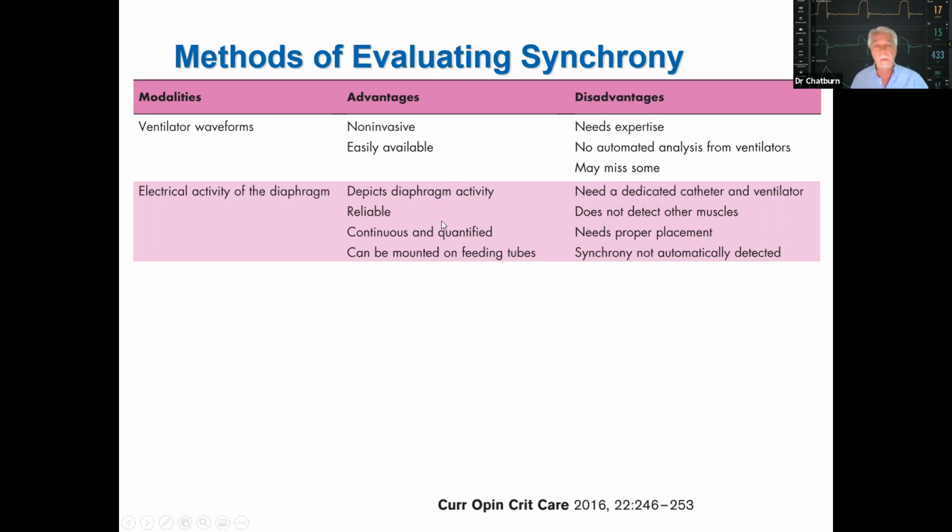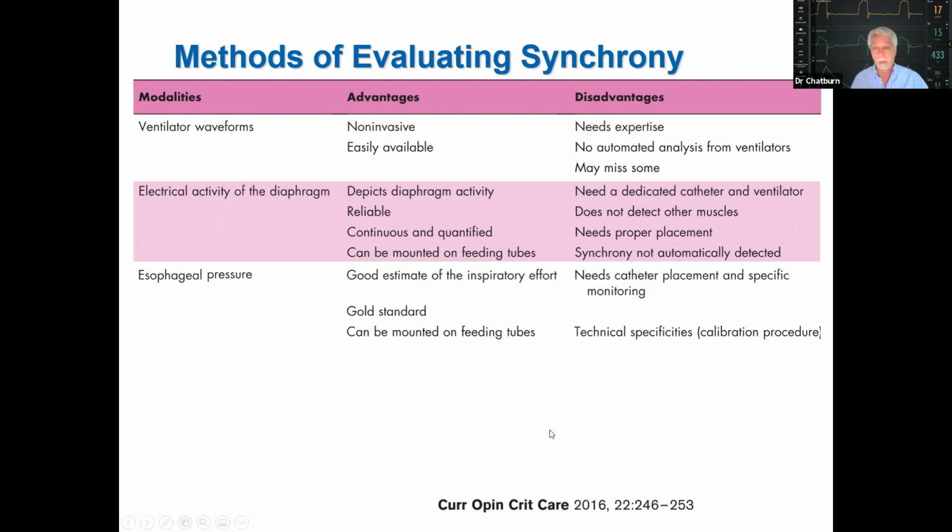It's not that difficult to get if you have a novel catheter and a servo ventilator that can collect the data for you. But of course, it does need a dedicated catheter. It does not detect other muscles. So a patient could be breathing with their accessory muscles, have a paralyzed diaphragm, and you'll be scratching your head as, how's this guy breathing? Which I've actually seen at least once.